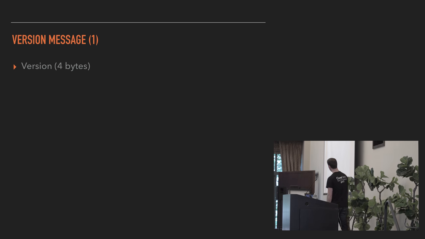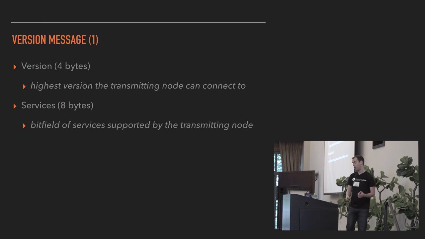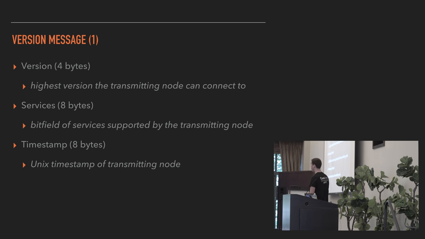So what's inside a version message? There's the version, that's 4 bytes. It's the highest version that the transmitting node can connect to. It's usually your version. Then there's the service bits, a bit field of the services that the transmitting node supports. One of those services is node network, that says I can send out blocks. I'm a full node that can send blocks and transactions. There's node witness which says I understand what SegWit is and I can send you witness blocks and witness transactions, and so on. Then there's a timestamp. A timestamp tells the receiving node, this is what I view the time as. And nodes on the network take account of what their peers think the time is in certain circumstances.